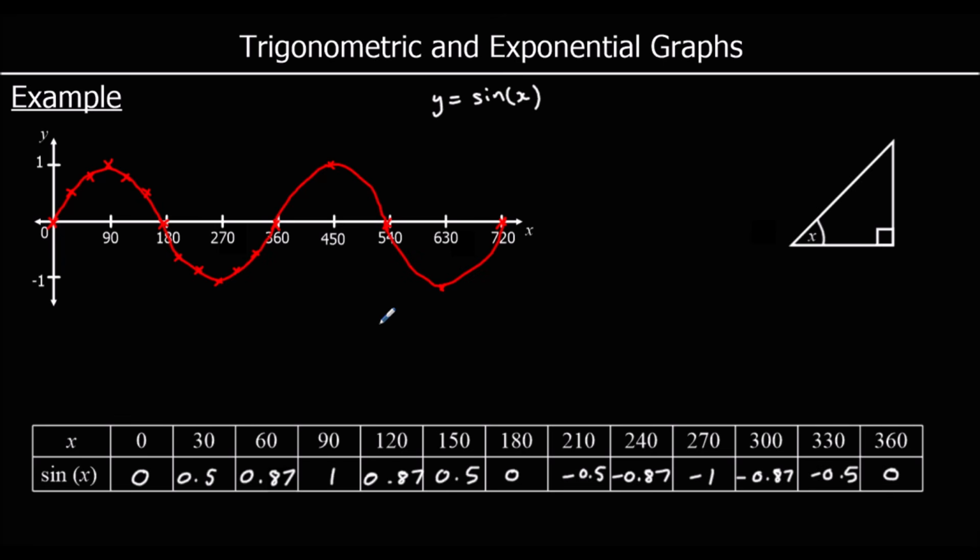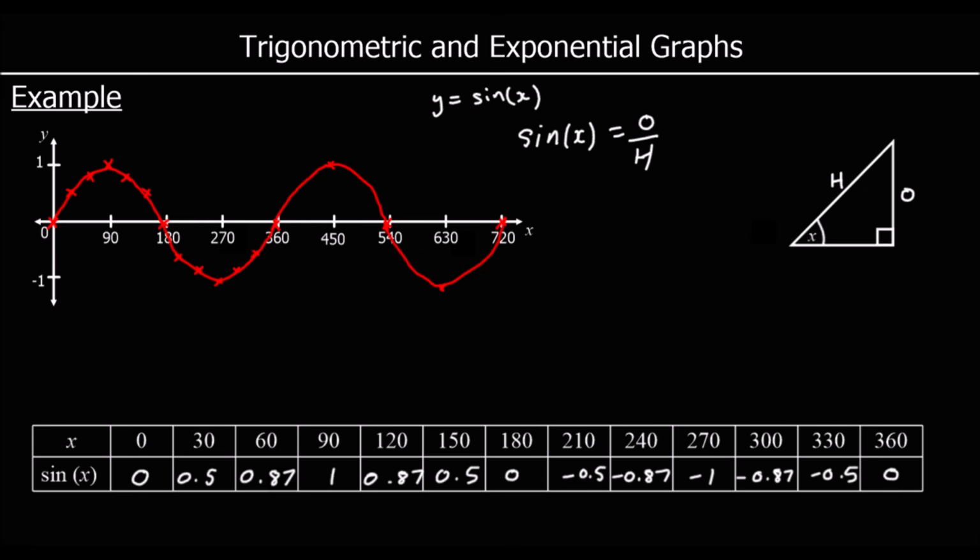I'm going to try and explain why it looks like this. So you may know that sine x, you've seen the sine function before. Sine x is the opposite divided by the hypotenuse in a right angle triangle. So here's a right angle triangle. We've got the opposite side, opposite our angle, and the hypotenuse.